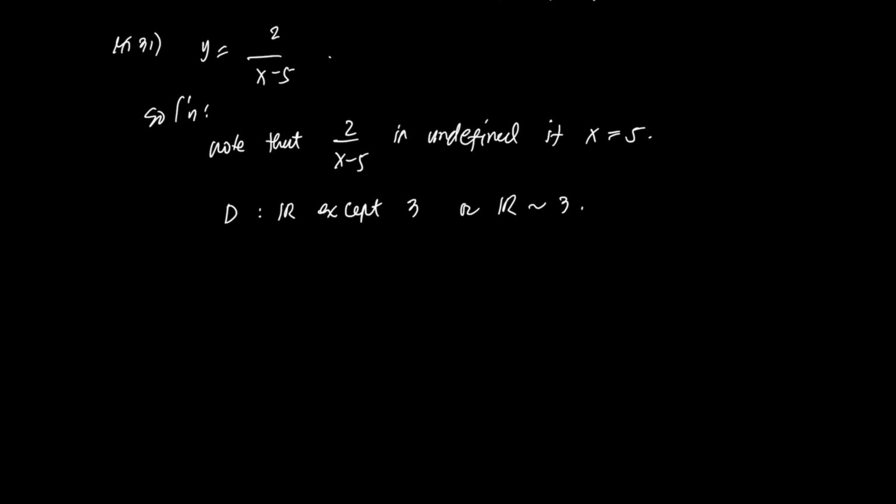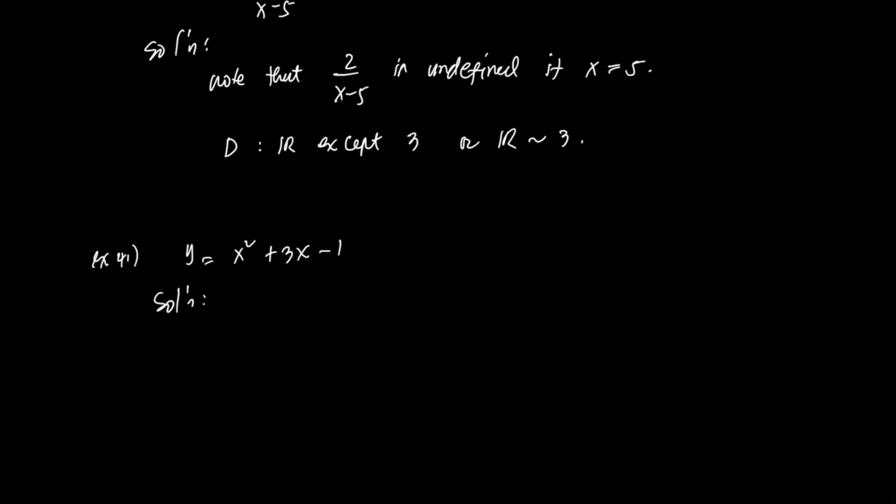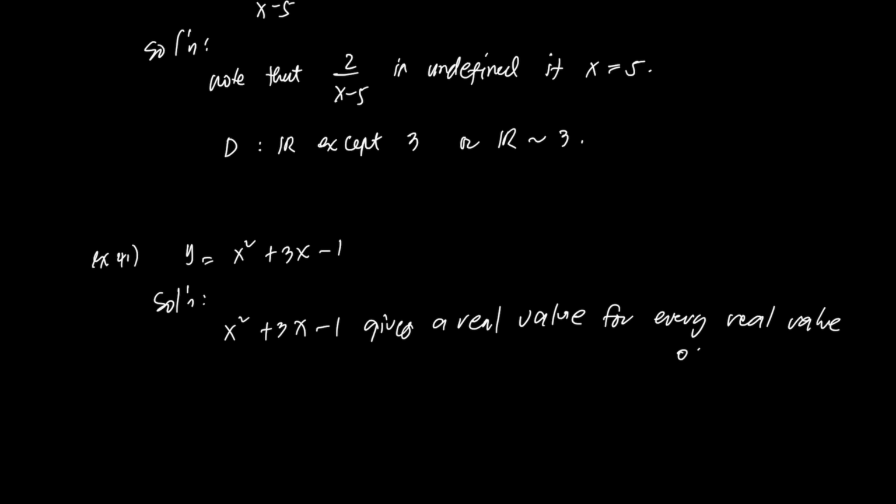How about y is equal to, example 4, x squared plus 3x minus 1. So this one here, the x squared plus 3x minus 1 exists, or gives a real value for every real value of x. So therefore, the domain here is all real numbers.